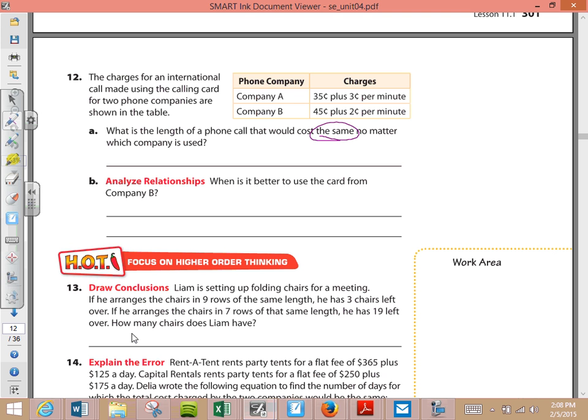So let's find the equation for the first one. What is it? 3x plus 35, right? What about the next one? 2x plus 45. I don't want to go into much detail with those because you should know already by now which one is x and y, which one is b and y. So what we need to do, because it's the same, is to put it together, right?